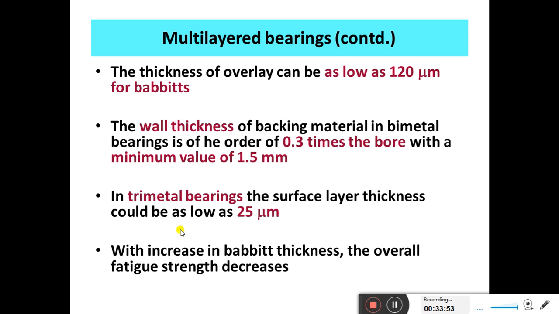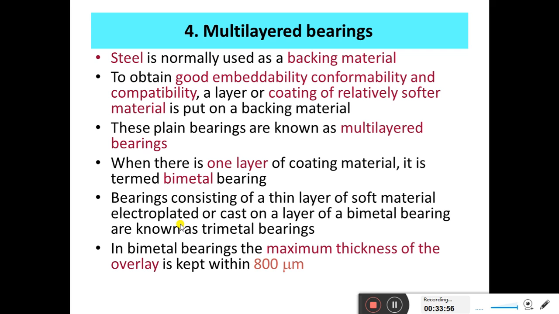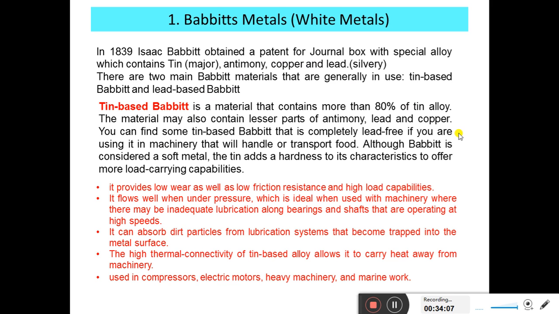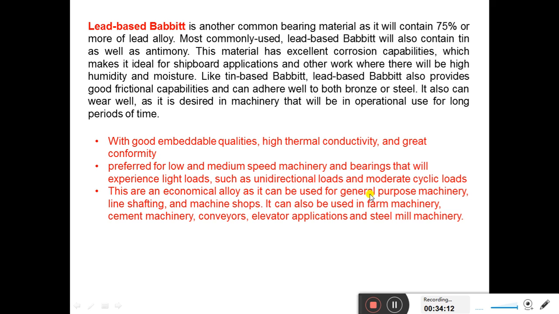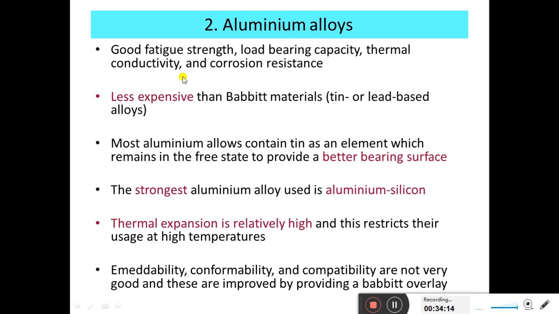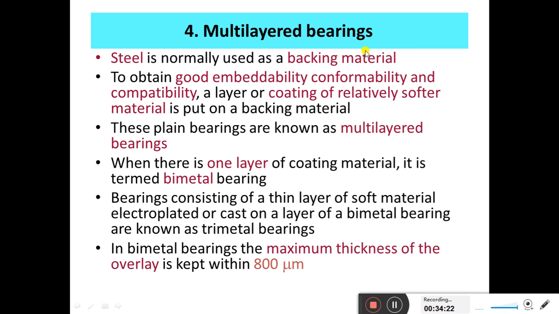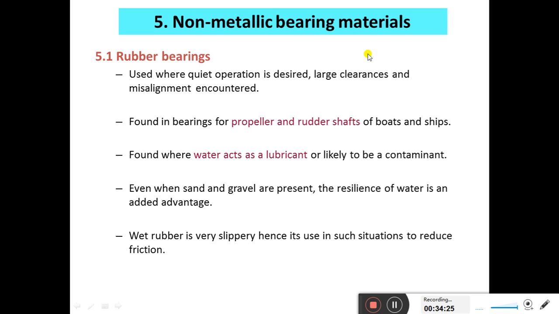So these are some metal based bearing materials. Which are those? The first one is Babbitt metals. The second one is Babbitt, lead based and tin based, and the next ones are aluminum alloys, cadmium and silver alloys, and multi-layered bearings. And in the next class we will discuss non-metallic bearing materials.